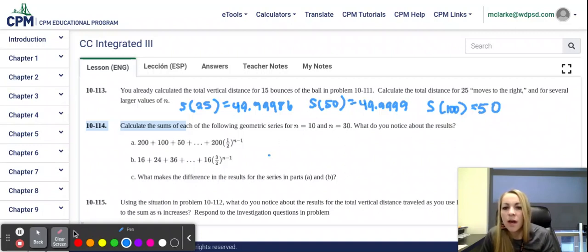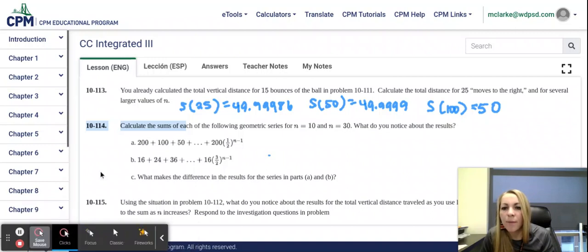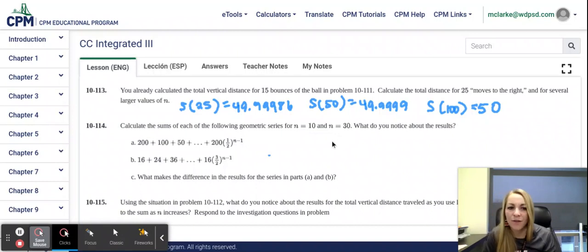Okay. So let's do problem 114 here. It says calculate the sums of the following geometric sequences for n equals 10, n equals 30. On your handout, I also have you doing one more at n equals 50. So what I need you to do is practice using that formula, that S of n formula, the one that's boxed out on your handout.